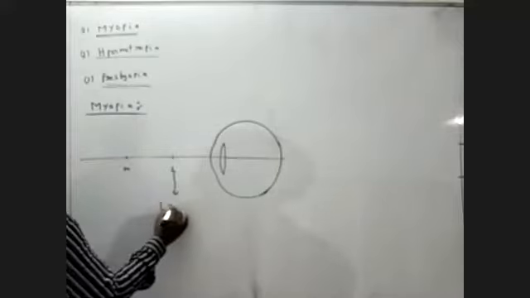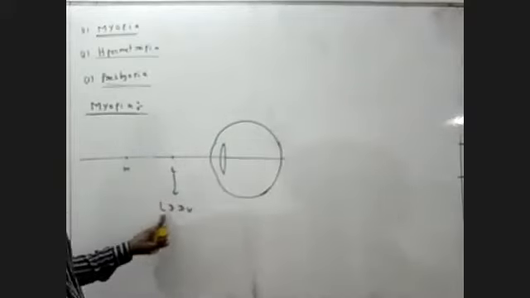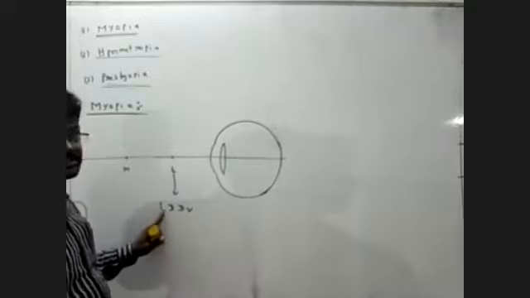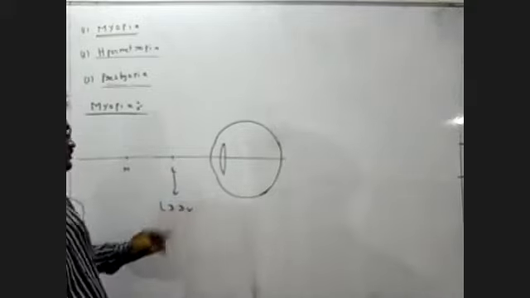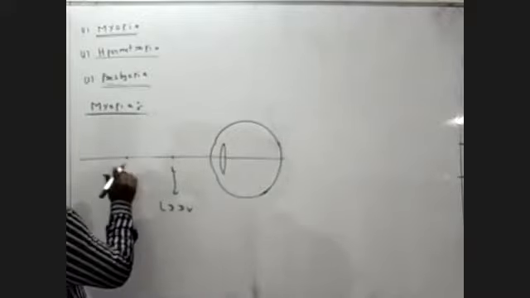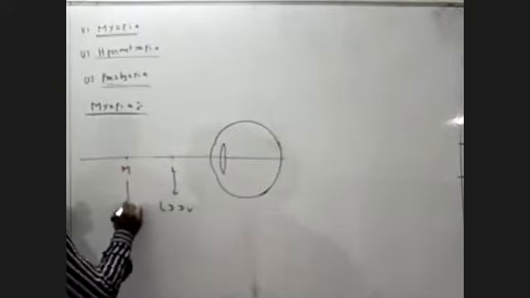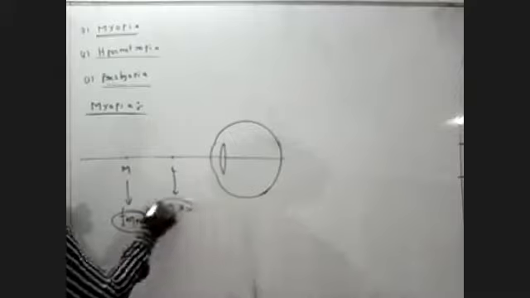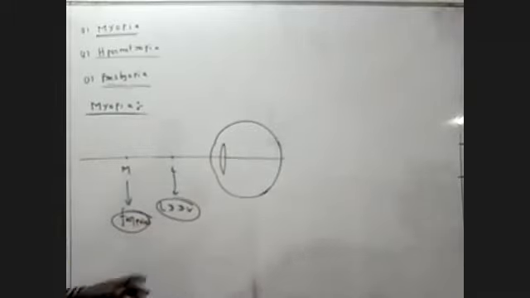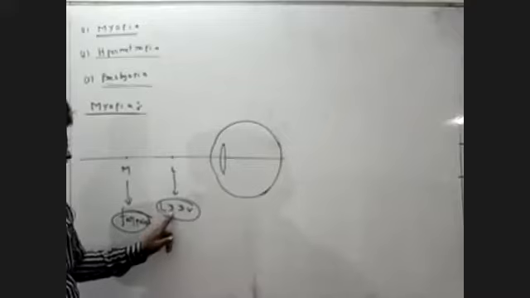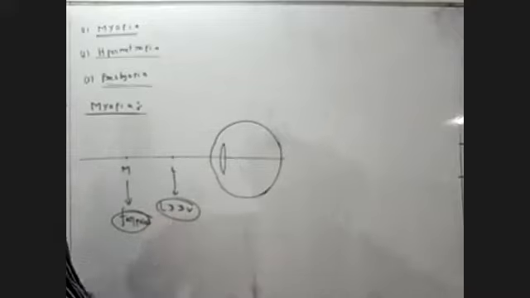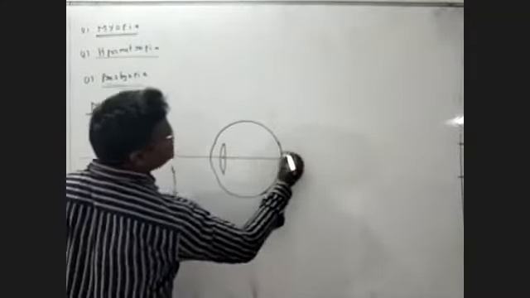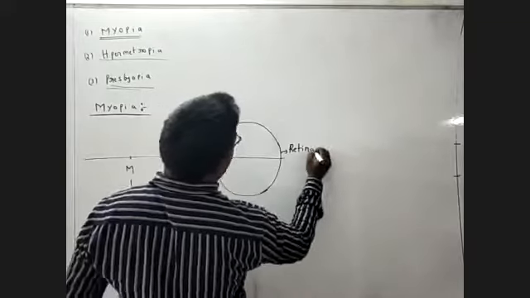What is the meaning of L? LDDV, the least distance of distinct vision. That is the least point. This is the M point, which is the far point. This is the least distance of distinct vision. This we call the principal axis. This is the retina. Already I explained this to you.